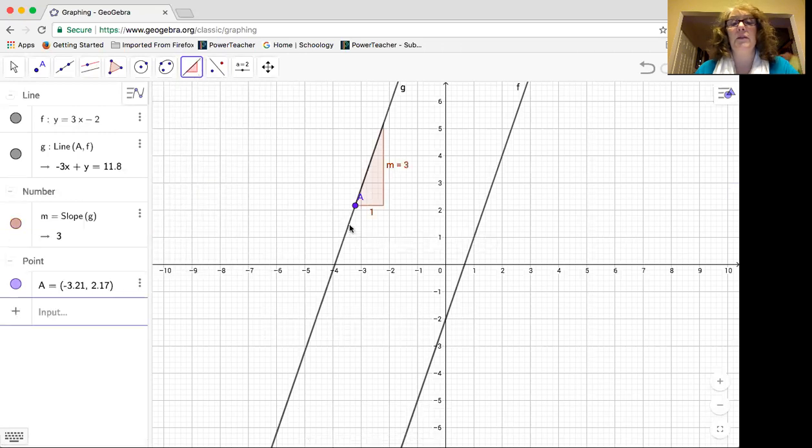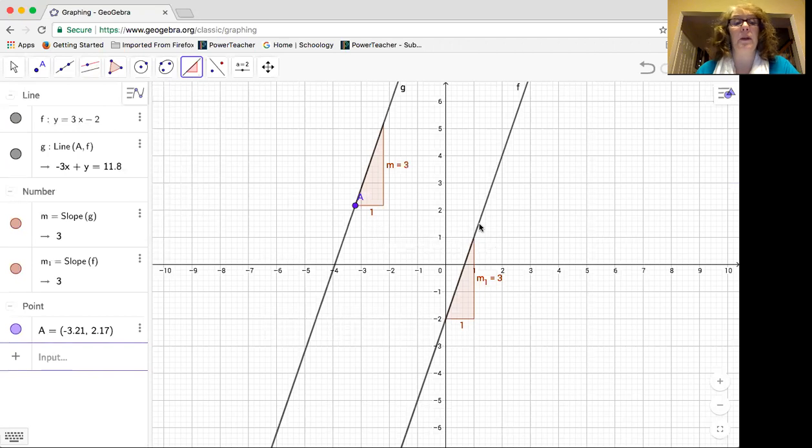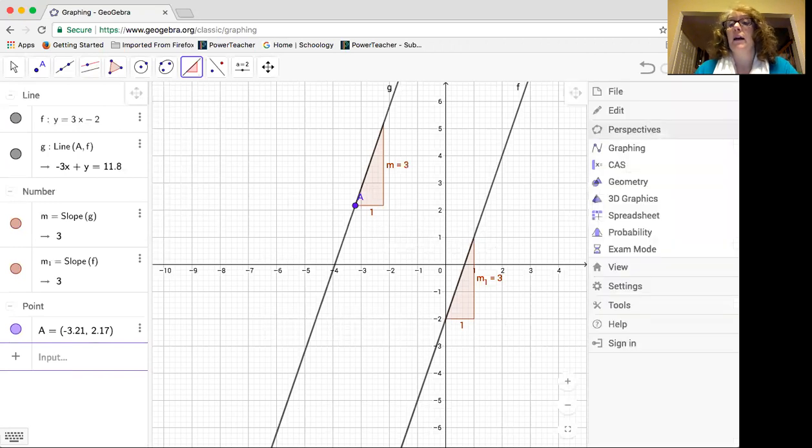So if I click on this one, it'll give you the slope here of 3 as well as the slope here of 3, and the students can see that the slopes of the parallel lines are equal to each other. I'm teaching that particular concept on Monday.